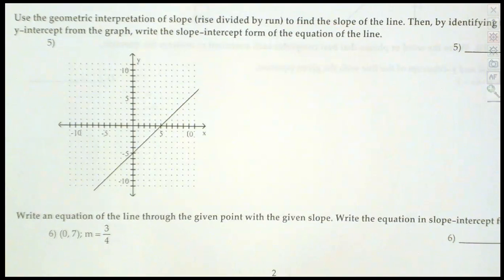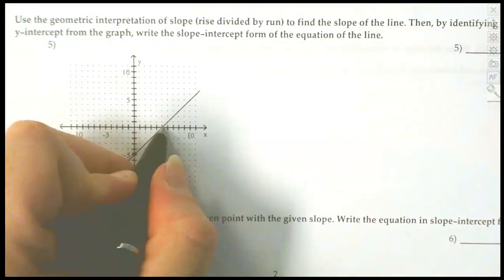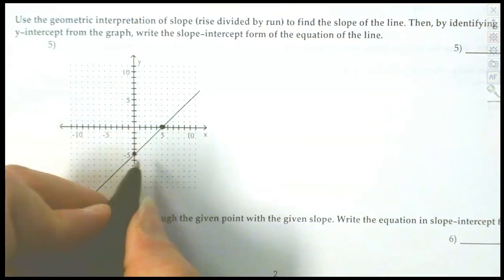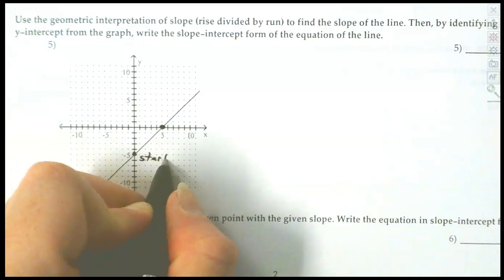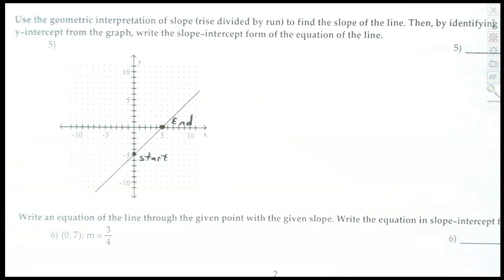Now, when we look at this picture, we know that our slope is going to be positive. Why? Because on question 5, that line is going up from left to right. So as long as it's going up, positive slope. So let's see if we can find our slope. If we start here and we end here, because these are easy points to see, to get from this point to this point, what are we going to have to do?